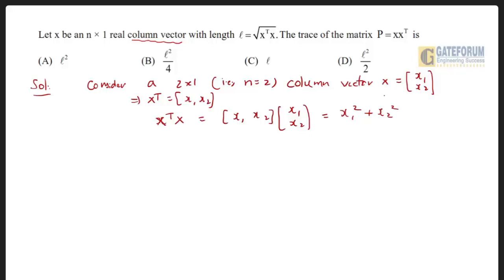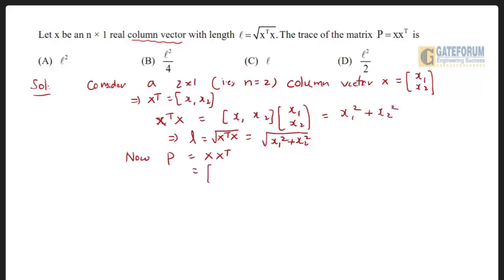So this is the length of a vector, square root of that. Which implies L is equal to root over x transpose into x, which is nothing but root over x1 square plus x2 square. Now only option C contains L, the remaining options have L square. Let us see. Now, matrix P is defined as x into x transpose.